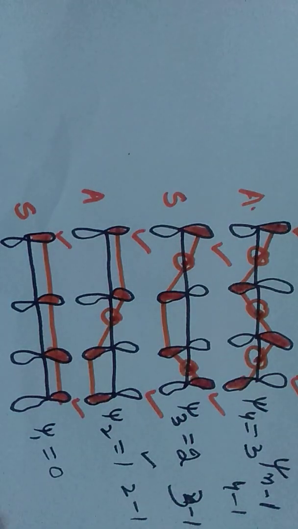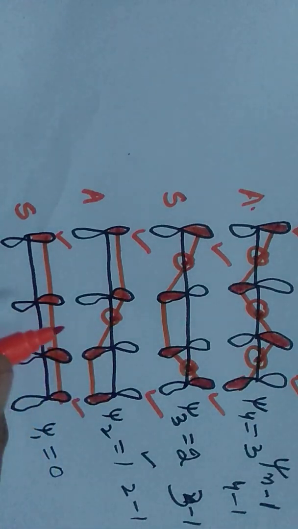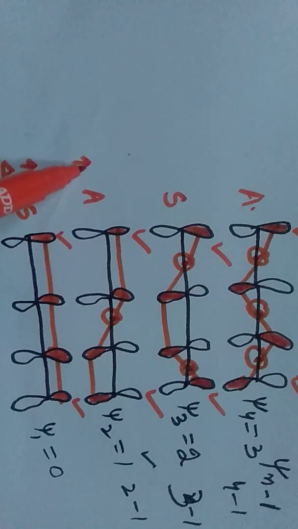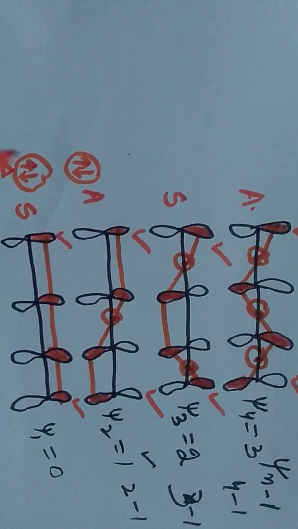Now there are four molecular orbitals and four electrons. If we talk about thermal reactions, means under thermal conditions, these four electrons are filled like this. Under thermal conditions, we can fill these electrons like this.